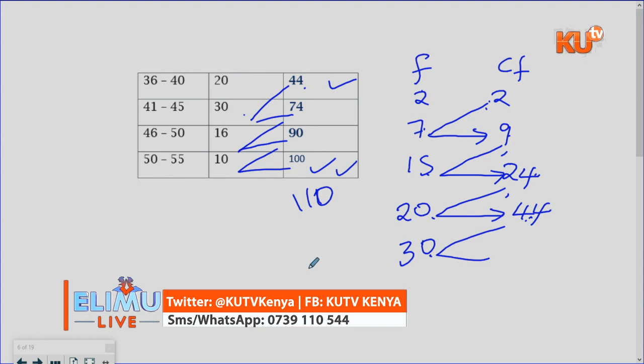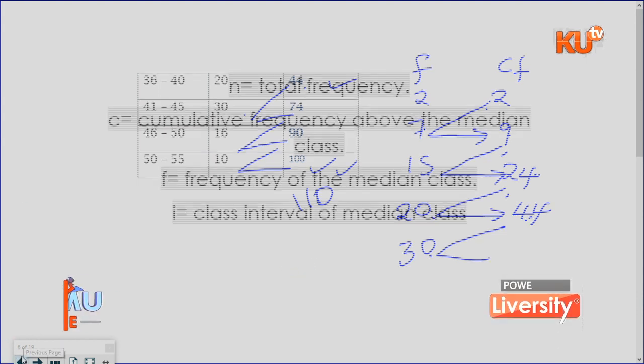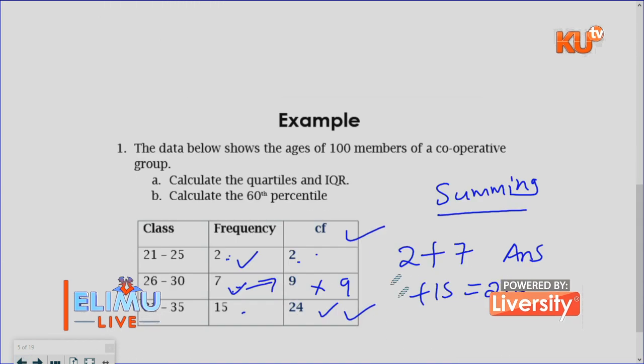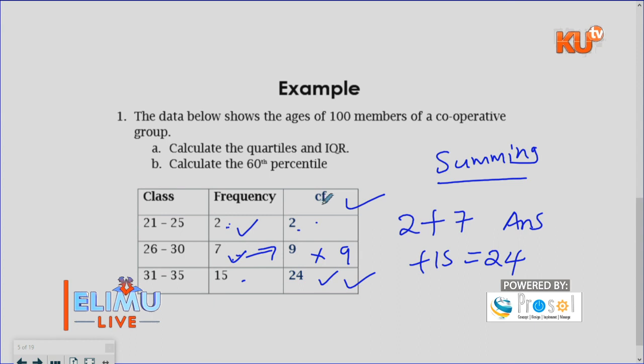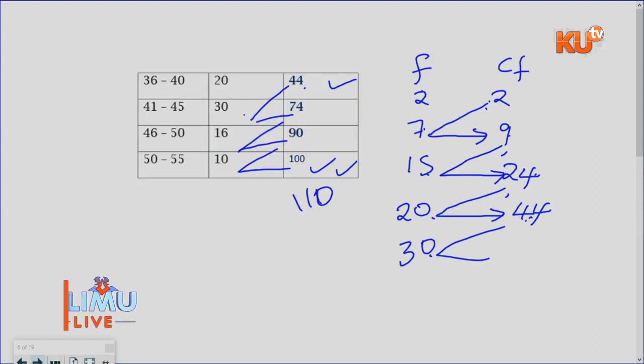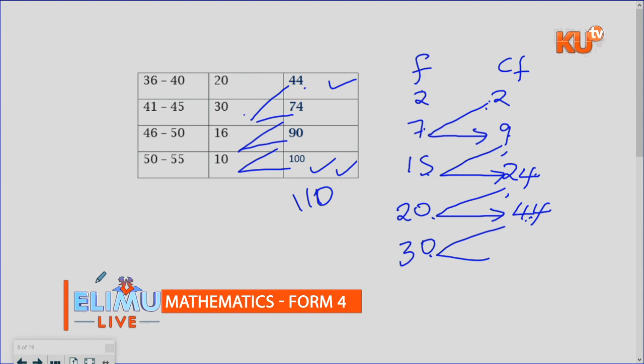we want to calculate, what was the question first of all? The question is calculate what? The quartiles and IQR, interquartile range. You calculate the quartiles and the interquartile range. So we need to look at those values here. We want to calculate the lower quartile. We want to calculate the median. Then we calculate the upper quartile, like that.